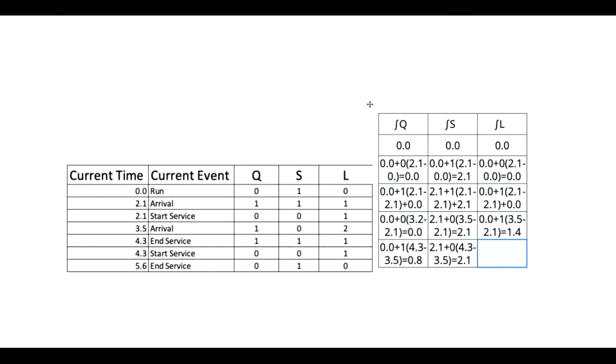And then for the number in the system, we have the previous value, 1.4, plus the previous value for L, which is 2, times the elapsed time, 4.3 minus 3.5, and that is 1.6, and I think that's 3. Let me double check that again. I'm doing the math here without a calculator. So, 2 times 0.8 is 1.6. Okay, yeah, and we're almost done.